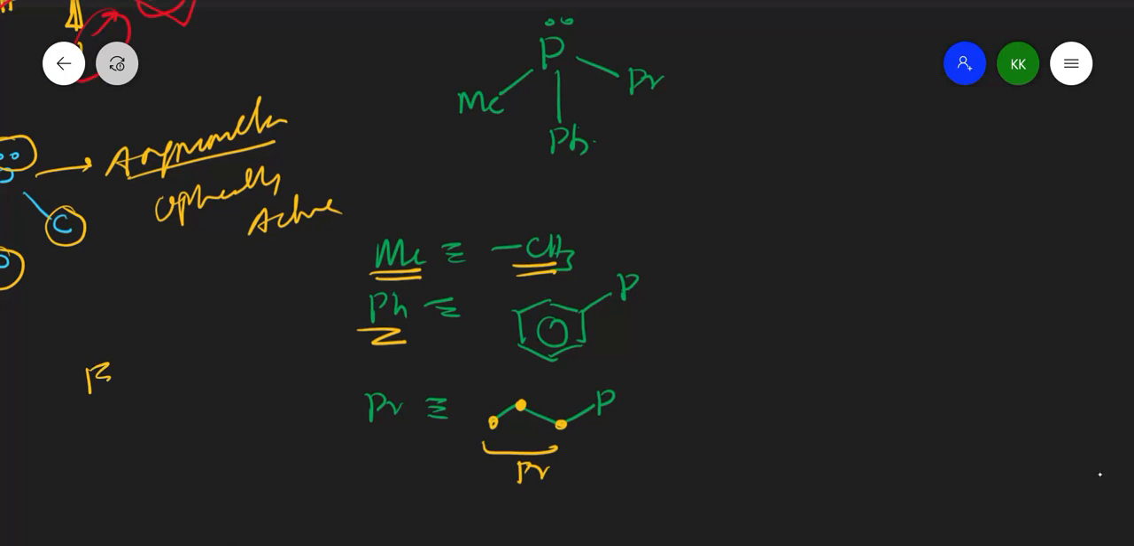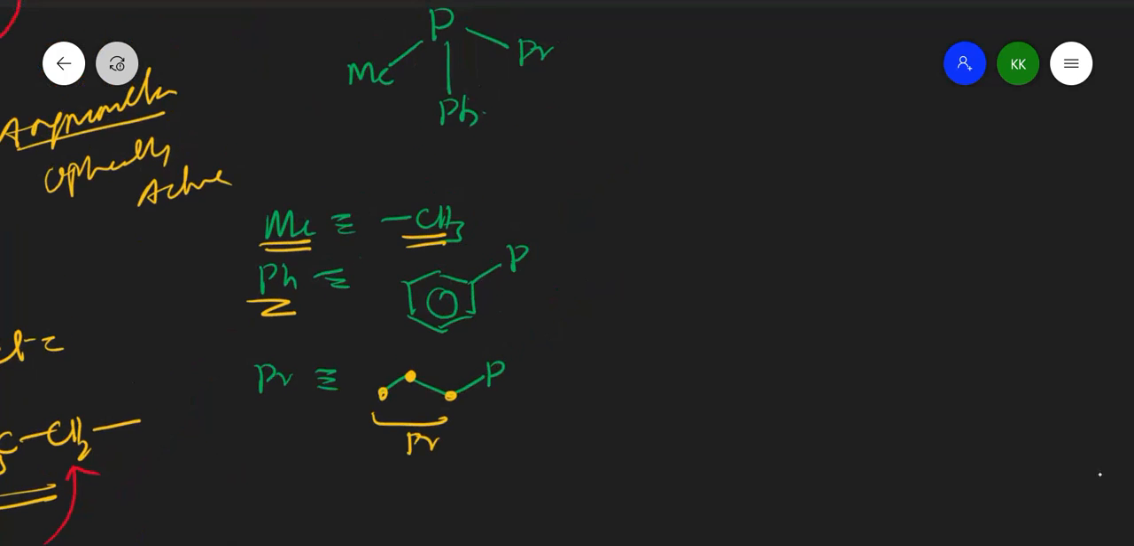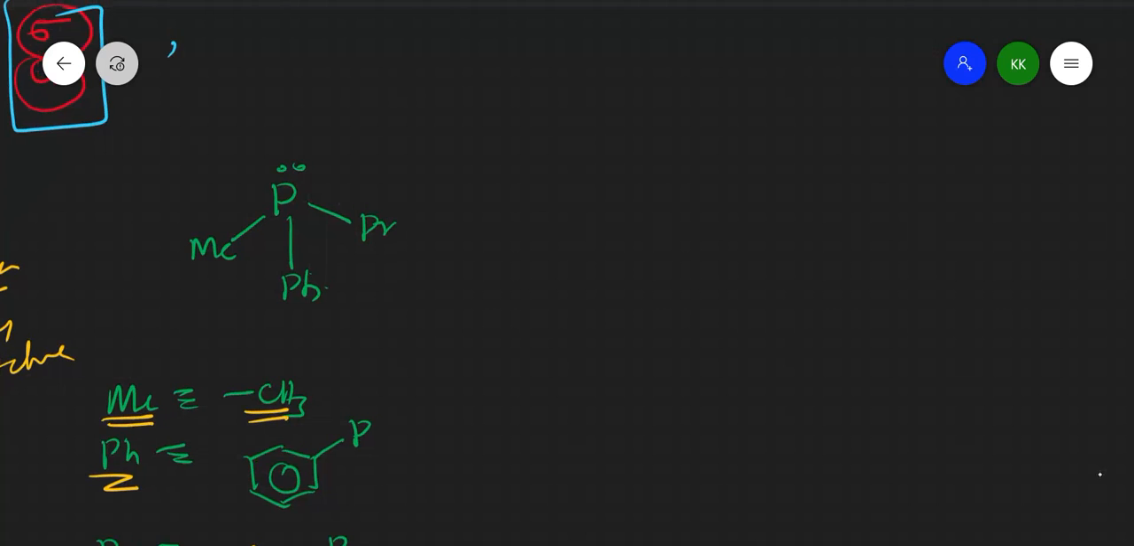And there will be ethyl also. Ethyl means CH3, CH2, attached to something. So we can write CH3, CH2 attached to phosphorus like this, where here we have CH3 and here CH2. You should know all this. So they came up with this compound.